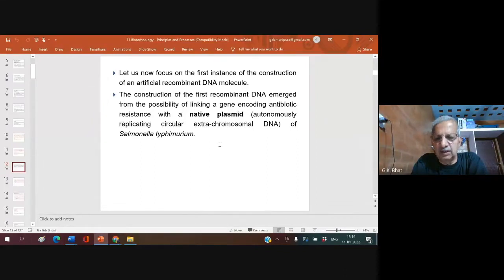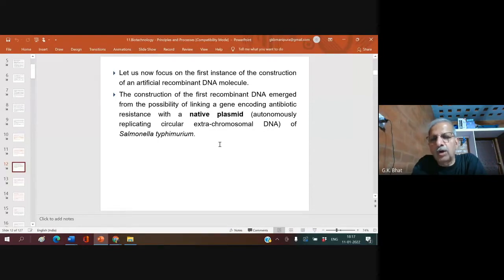So in the first construction of recombinant DNA technology, what was done? In this particular attempt, a gene encoding antibiotic resistance was linked to a plasmid. What is a plasmid? A plasmid is a circular extrachromosomal DNA.